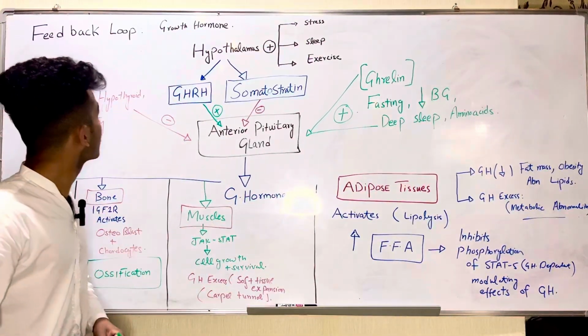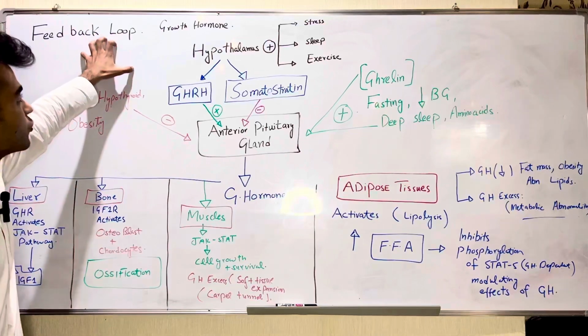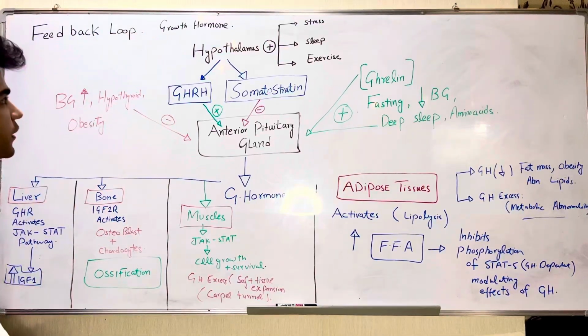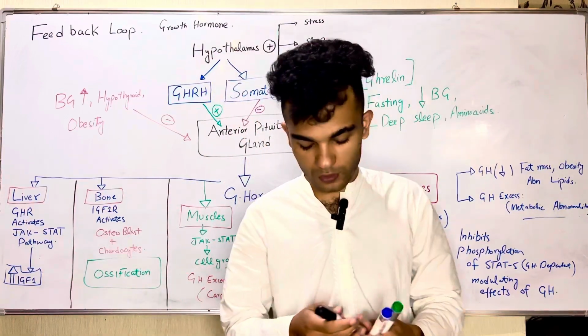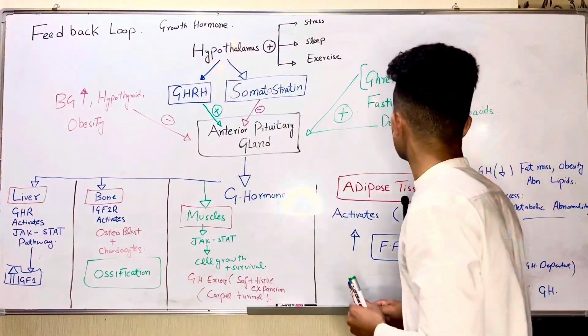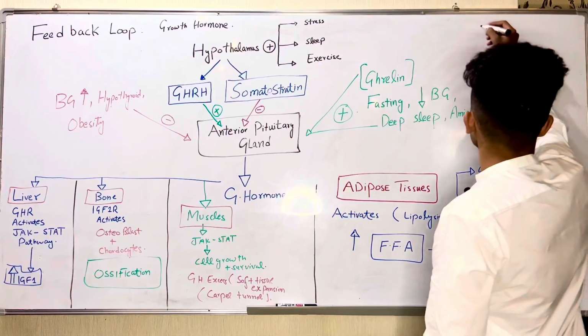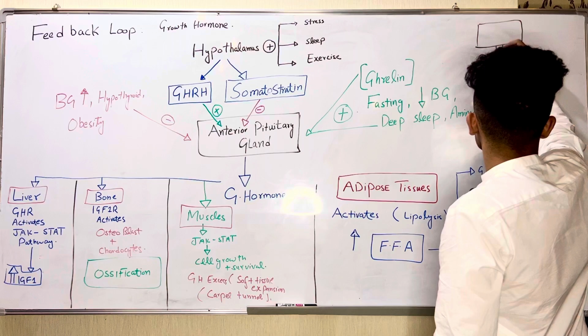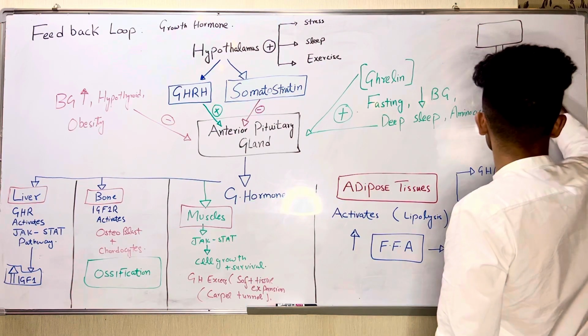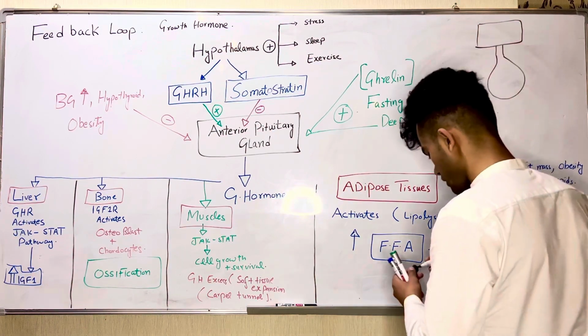Today we are going to talk about the feedback loop of the growth hormone, that is, how and when are the circumstances that the growth hormone will be released. So let's suppose here we have the hypothalamus, and then we have this anterior pituitary gland.